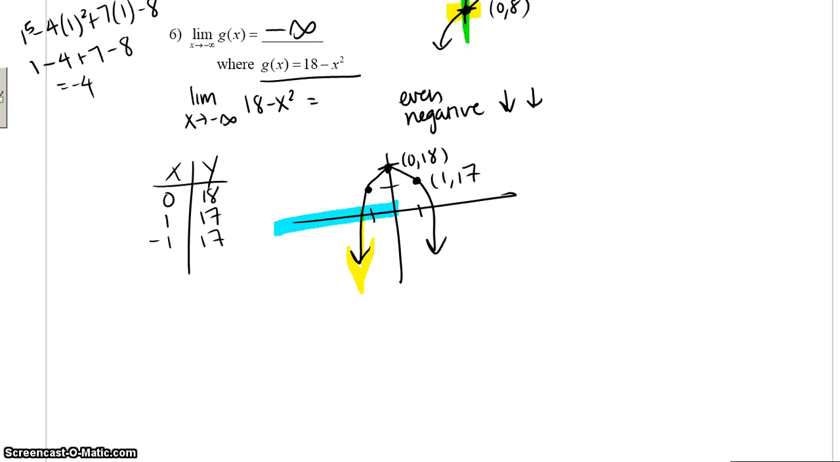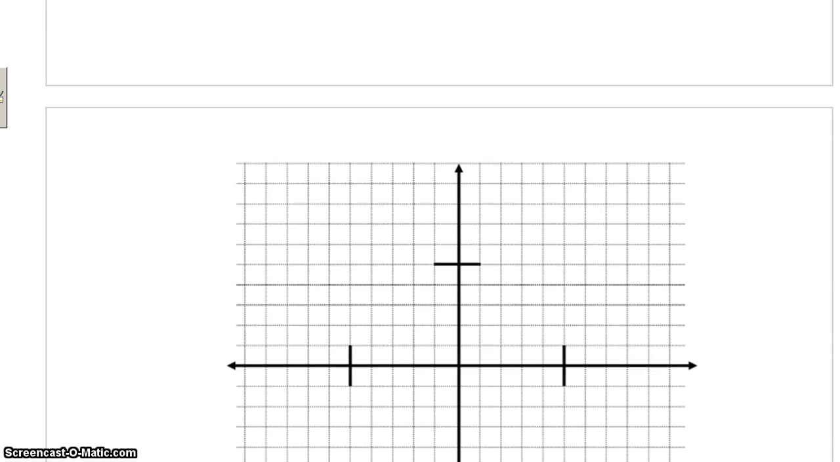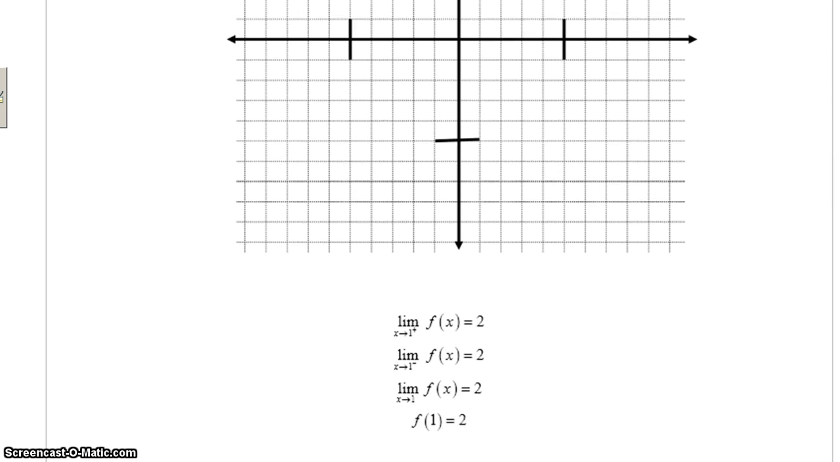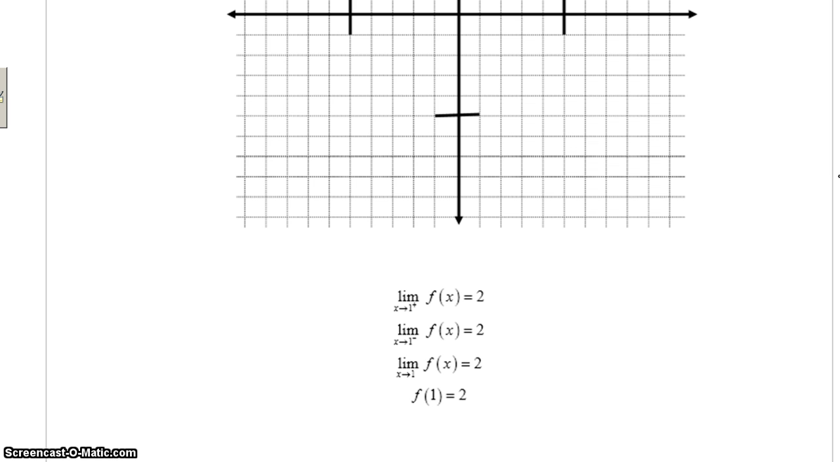Now let's take a look at some graphs. So in this problem, it gives us a plain grid and it gives us some information. We have the limit as x approaches 1 from the right side, f of x approaches 2. And the limit as x approaches 1 from the left side, f of x approaches 2. Therefore, the limit as x approaches 1, f of x is 2, and f of 1 is 2.